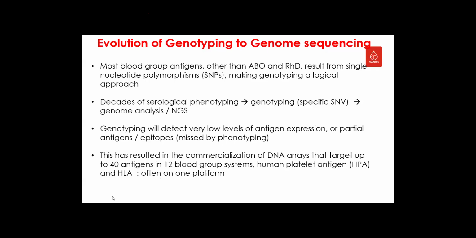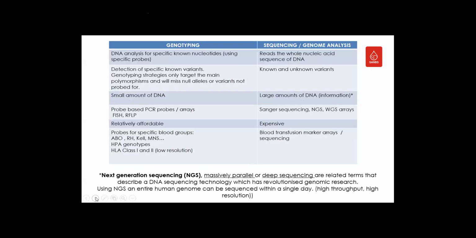I've just tried to summarize here what the difference is between genotyping and sequencing, and most of it I've already said. So genotyping, just to repeat, is DNA analysis for specific known nucleotides using very specific probes. In this way, you will detect only very specific variants, but it will miss variants that haven't been probed for, that haven't been described, or any null alleles. This problem is overcome by sequencing, where the genome will be read for both known and unknown variants.